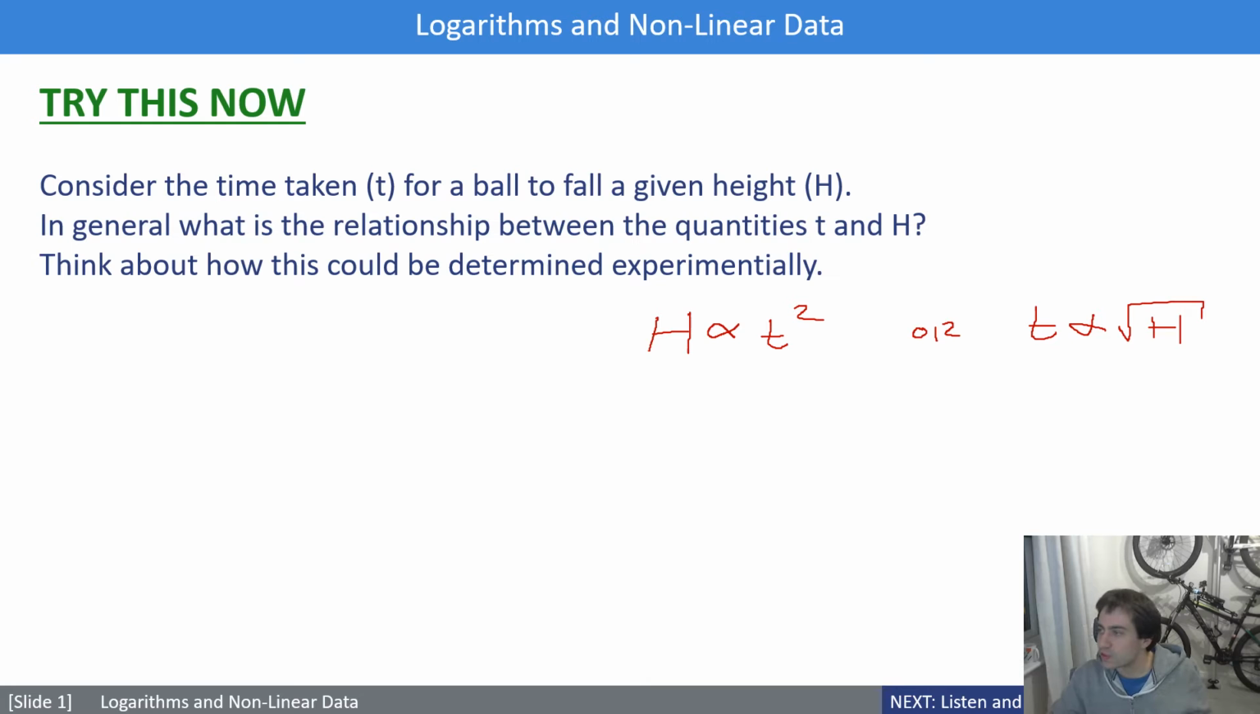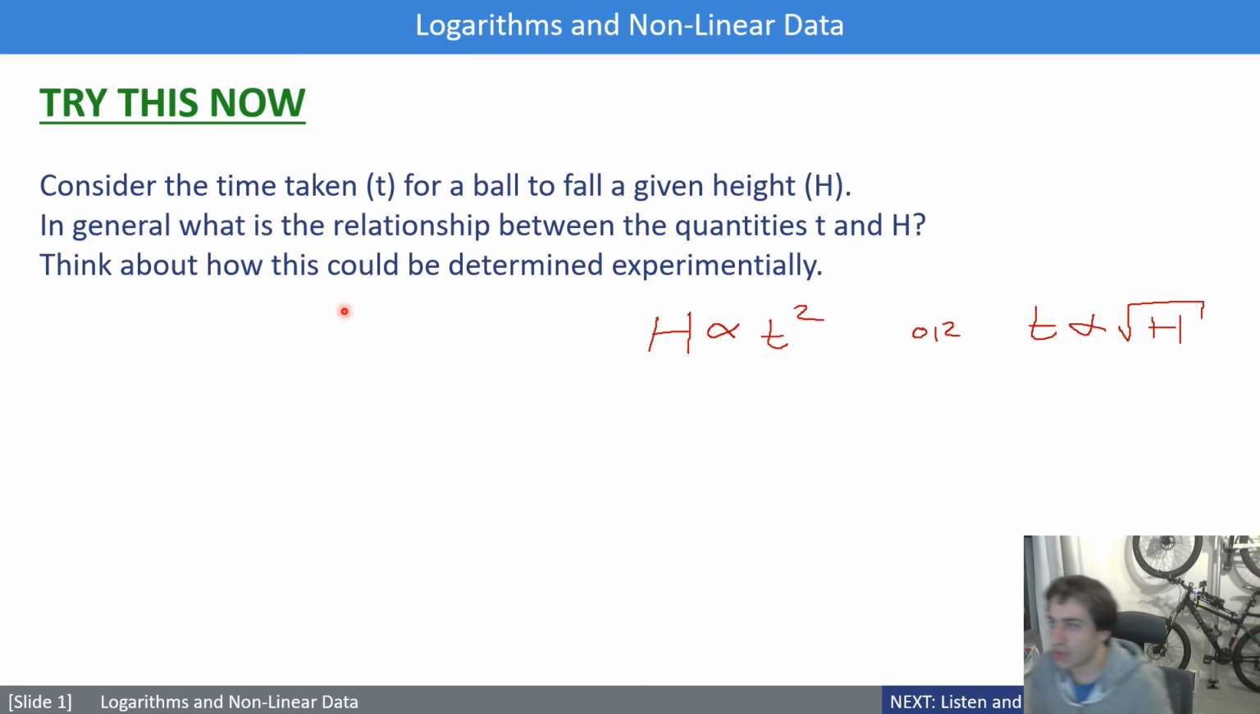Okay, so that's if you knew about the mechanics. But of course, it's easy to forget that back in the day, if you're a physicist trying to experimentally determine these properties that govern the universe, you might not necessarily know about s equals ut plus half at squared or something like this. But what you can do is assume that there might be a power relationship. So maybe you're thinking, okay, h is proportional to t. No, that doesn't work. Is it t cubed? Is it t squared? Is it t to the half? Is it some other power?